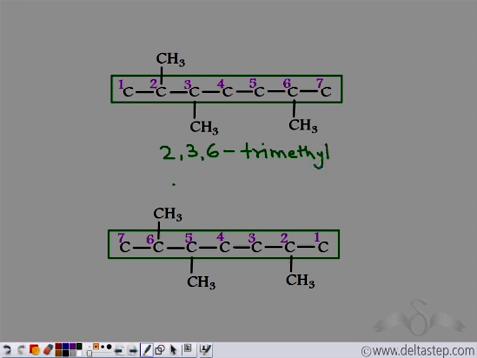Tri means 3. So we have 2, 3, 6 trimethyl. In this case, what do we get? The first methyl group is at position number 2. The second is at position number 5. And the third is at position number 6.